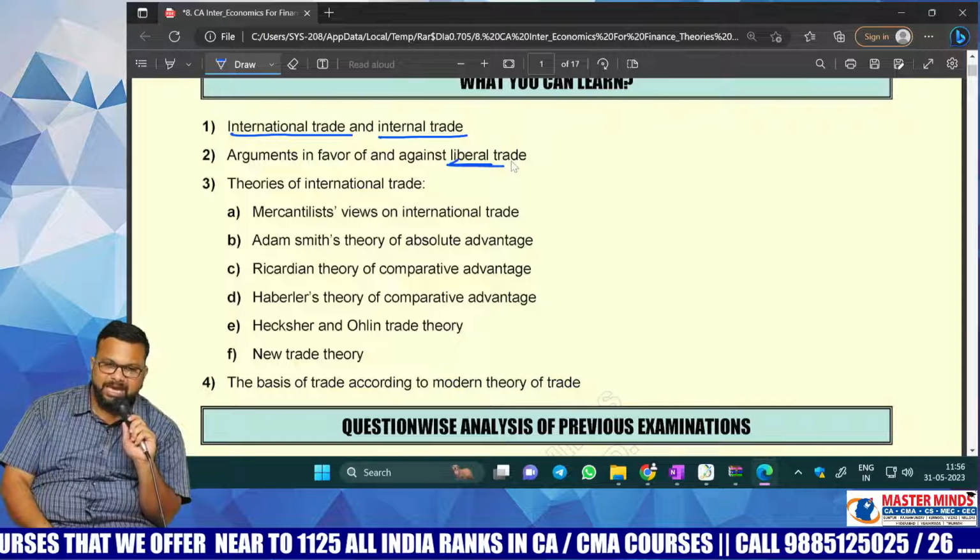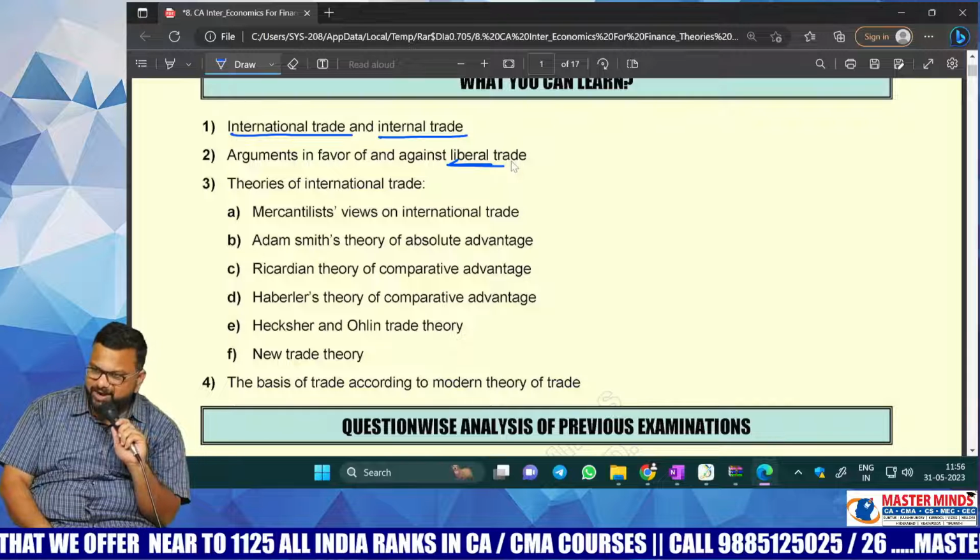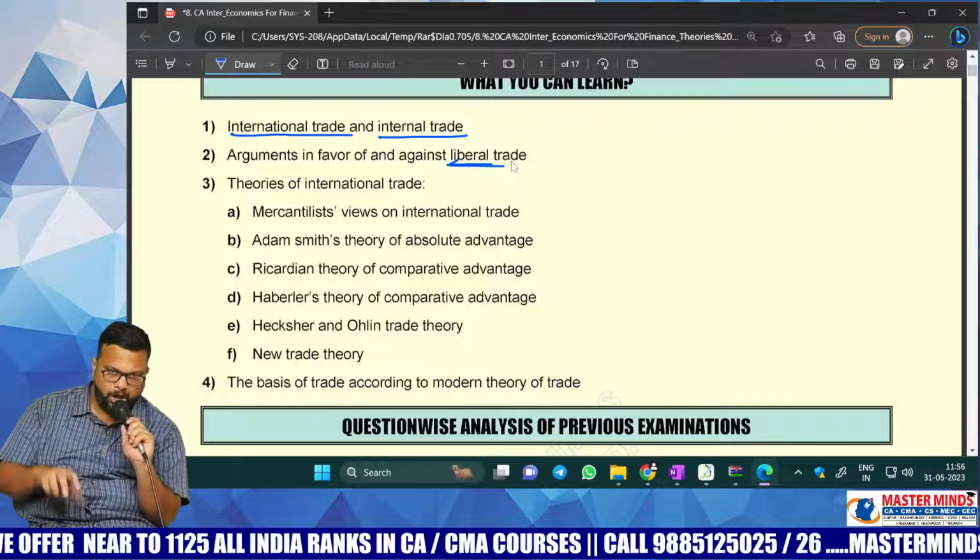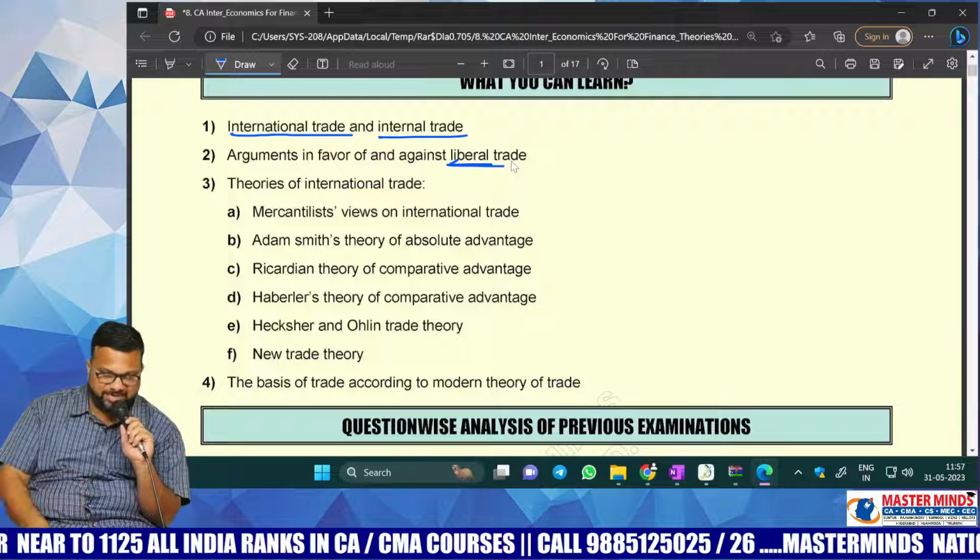So what are the advantages of international trade? What are the disadvantages of international trade? Arguments in favor means advantages. Arguments against means disadvantages.